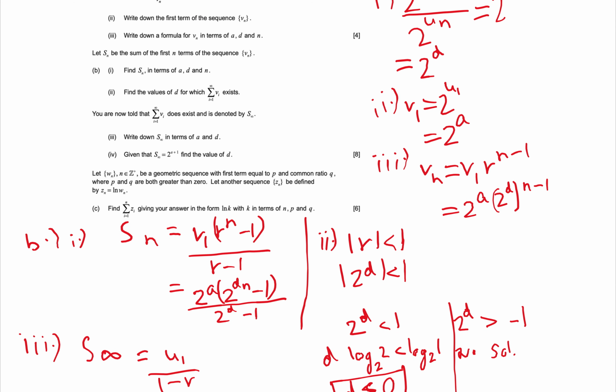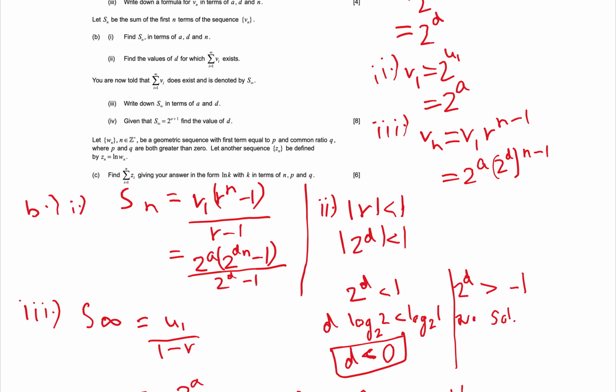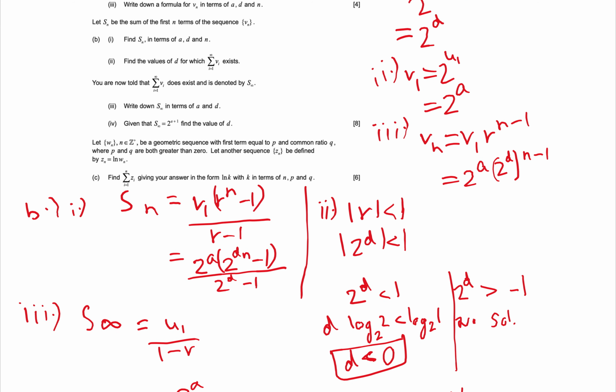Now the last part might be challenging, and it quite is. So it says let Wn, where n is a positive integer, be a geometric sequence with first term equal to p and common ratio q, where p and q are both greater than 0. Let another sequence Zn be defined by Zn is equal to natural log of Wn, and it tells us to find the sum of the first n terms of the sequence Zn in the form of ln k, with k in terms of n, p and q. Okay, so let's solve this question on a fresh page, part C.